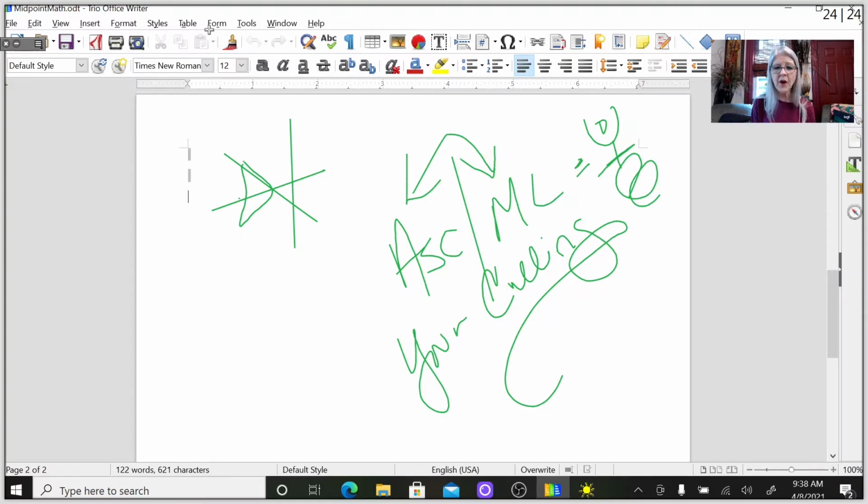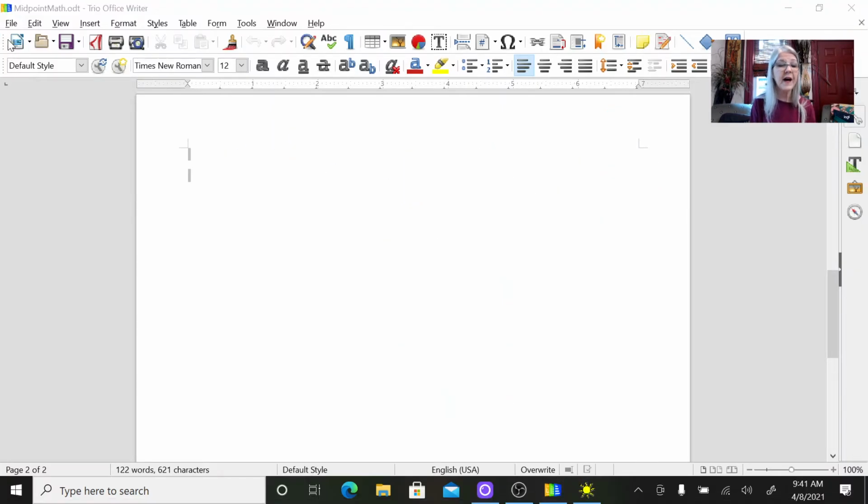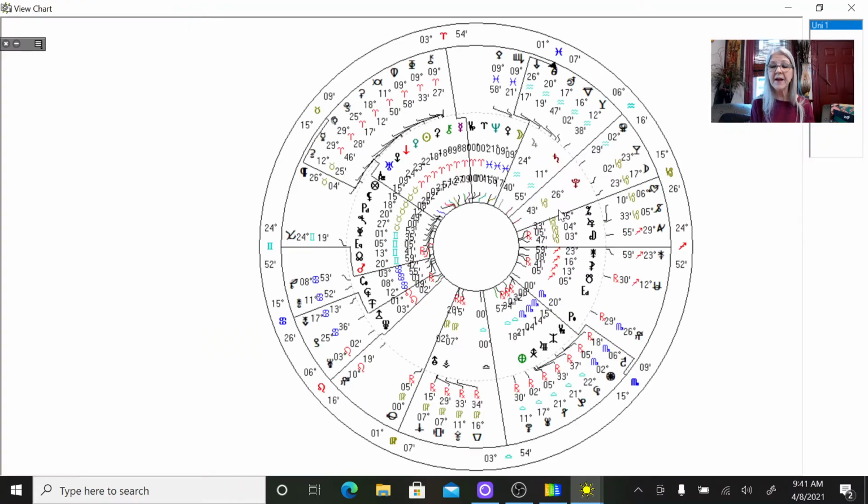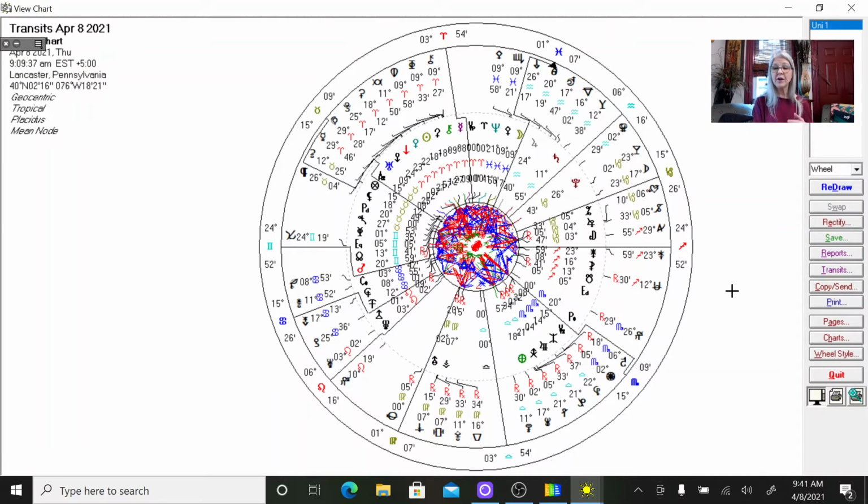So I want to show you something while I have the computer up, and I'm going to pull up my Solar Fire here and show you. I'm going to just use a transit chart, okay? And I know you can see that. In this transit chart, because I don't want to use real people for this kind of class, I want to use fictitious people, obviously, as I've been doing the whole time.